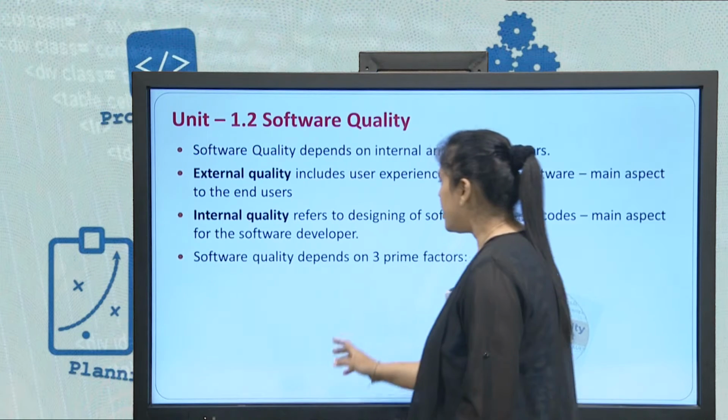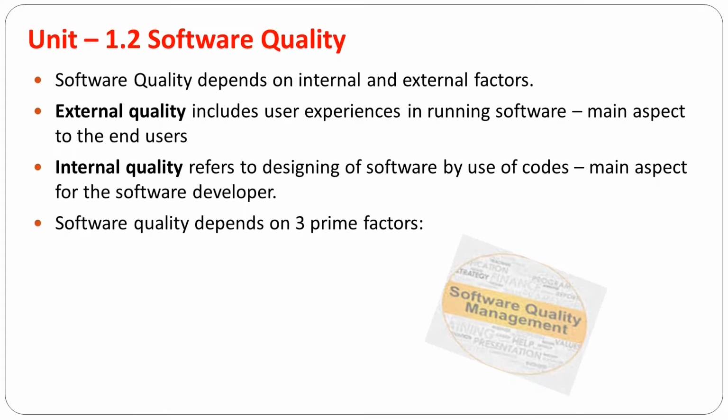Next is software quality depends on 3 prime factors. What are those 3 prime factors? Let us see. First is testability. My particular software should be testable enough, and whenever it is tested, it should pass all the tests, all the tests should be passed, those are called test cases rather. So that ensures my testability.